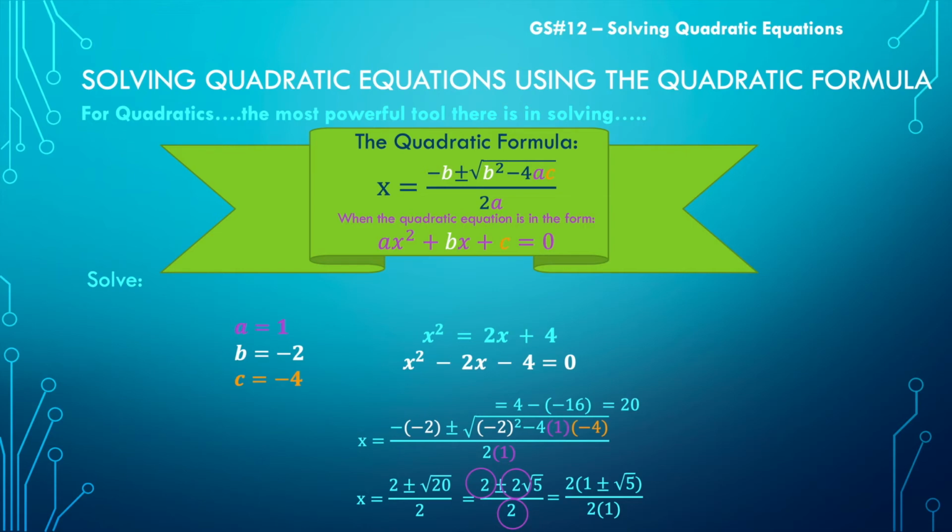Now that 2 over 2, that's the same as 1. So I can cross those out because that's the same as saying 1 times that result, 1 plus or minus rad 5. And so our answer is 1 plus or minus square root of 5. Remember that this is really representing 2 answers, and we would want to write our solution set as 1 plus square root of 5 and 1 minus the square root of 5.